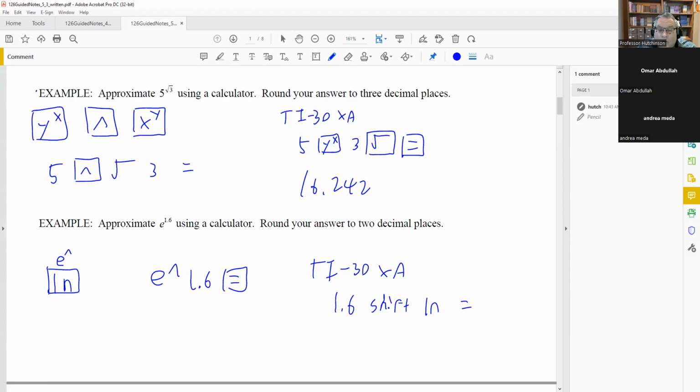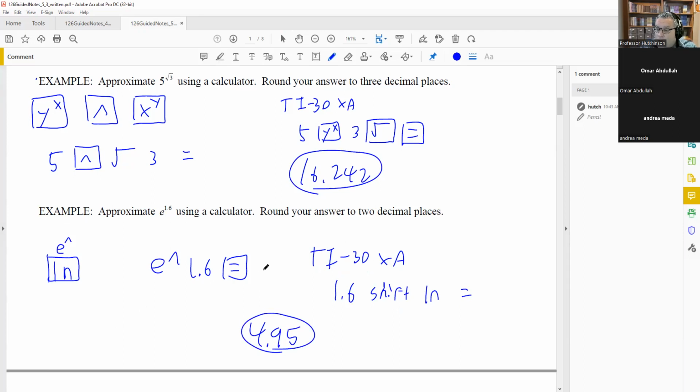Okay, so for this, if you do that e raised to the 1.6 and you're rounding this one to 2 decimal places, that's going to be 4.95. Okay, so 4.95 is the answer for this one here. So those are 2 different buttons on your calculator. There will be some questions where it might ask you to do something like that.